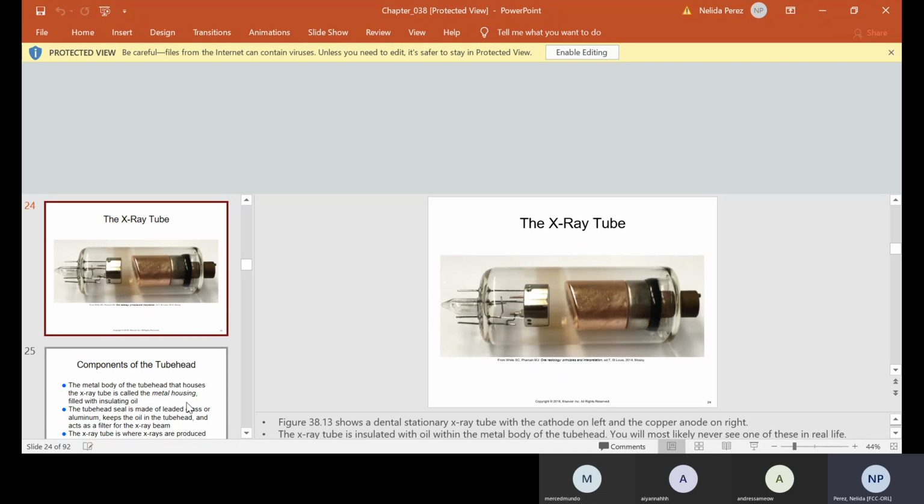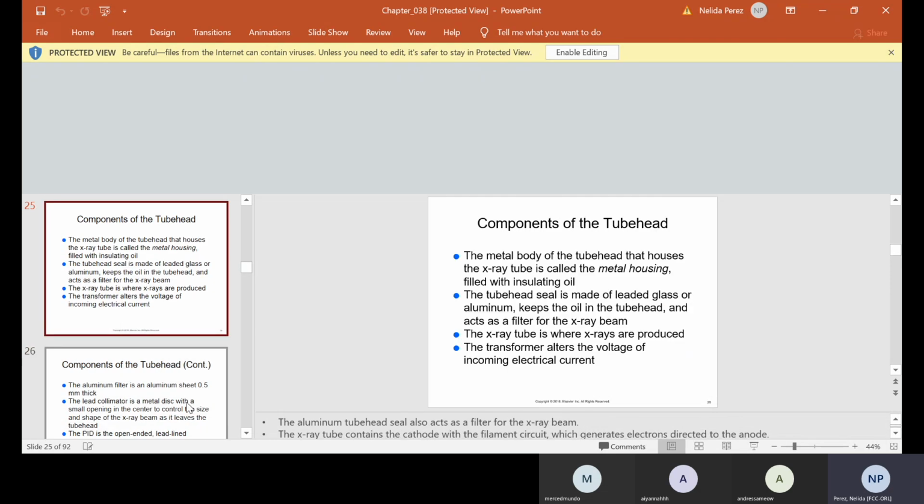Again, every tube head is a little bit different, but they all have pretty much those same parts inside of it. Now the components of the tube head: the metal body of the tube head that houses the x-ray tube is called the metal housing. It's filled with insulating oil. I will tell you this, that if you are taking an x-ray and you're holding the tube head and oil is leaking out of the tube head, you must let someone know, okay? In the school situation, it would be your instructor. In the office, it would be the doctor, okay?